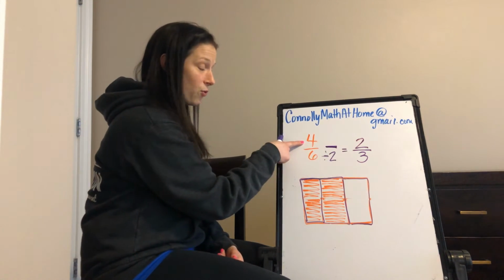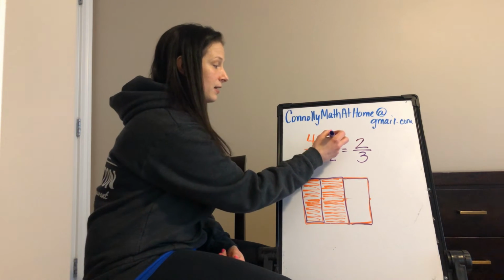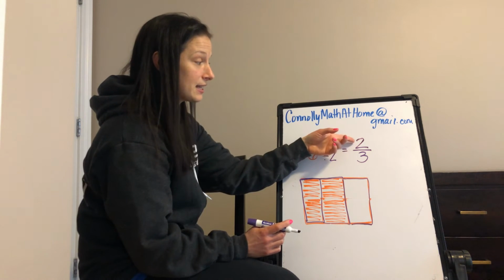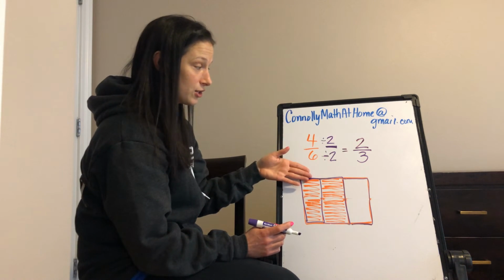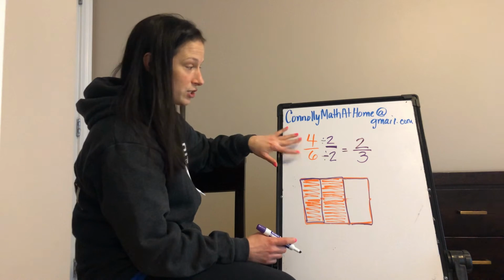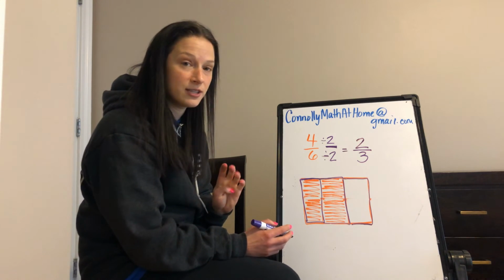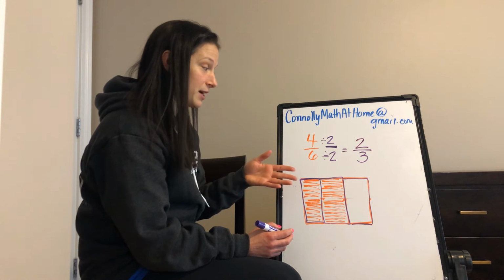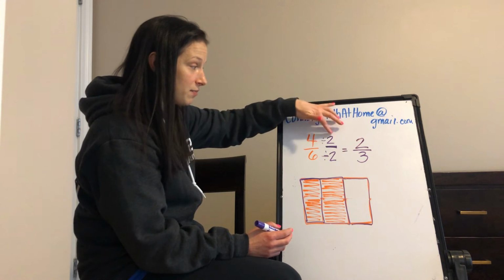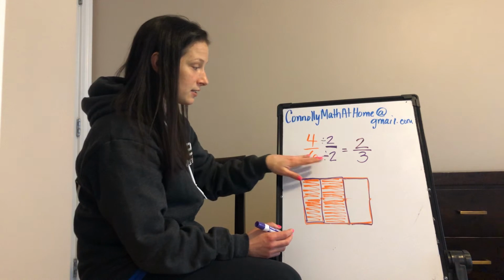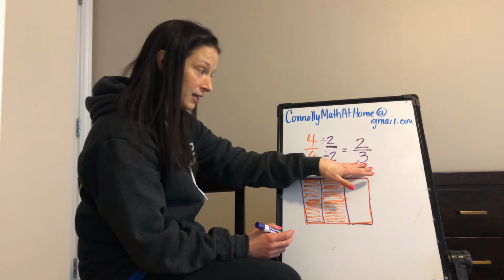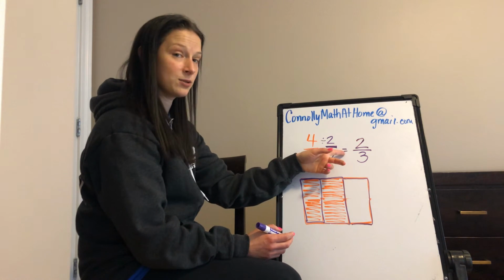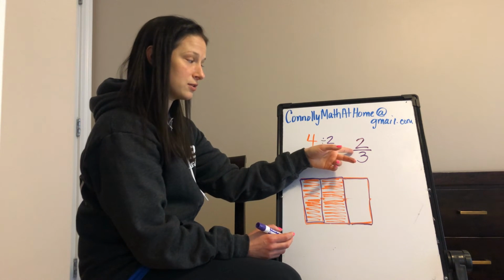What happened to the 4? I also divided that by 2 because I needed less pieces because the pieces got larger. So in this situation, instead of multiplying the numerator and denominator by the same number, I divided the numerator and denominator by the same number. So 4 divided by 2 is 2, 6 divided by 2 is 3, and so we see 4/6 is the same as, that's what the equal sign means, 2/3.